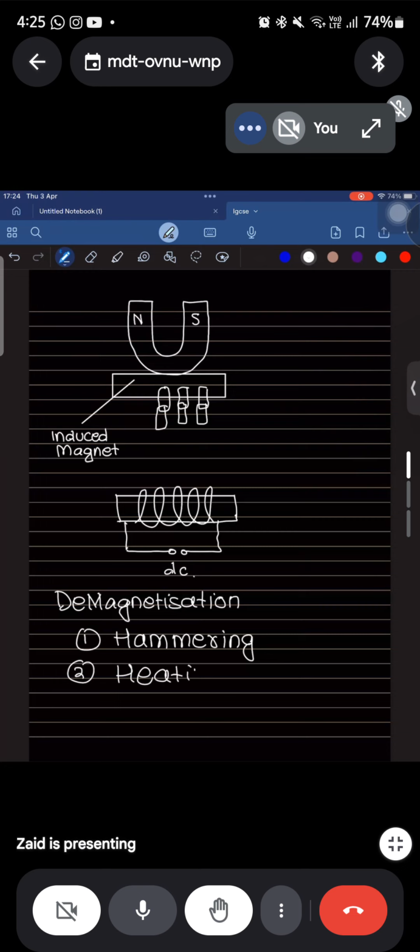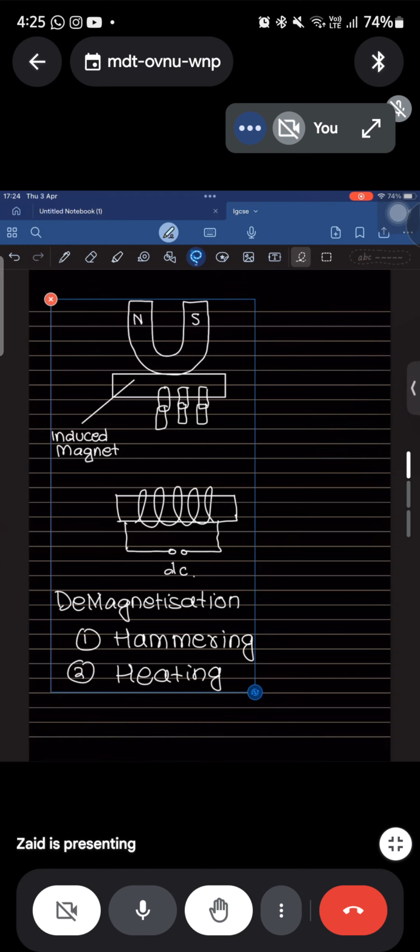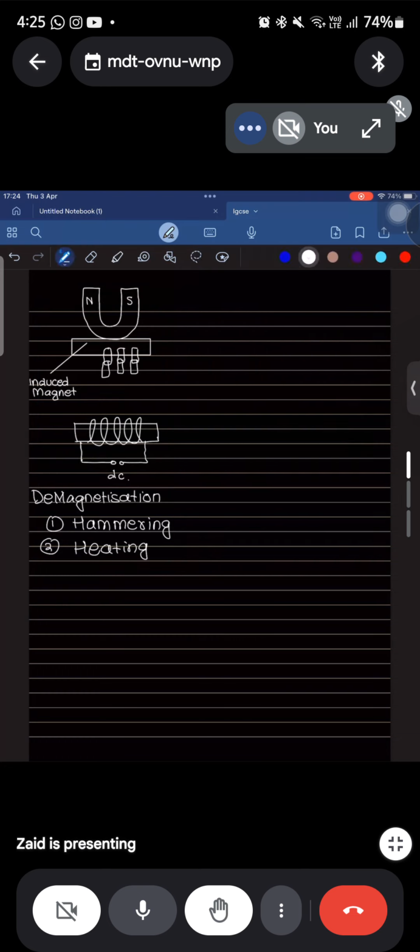Okay, and another way, this is important, is the alternating current method. So a direct current magnetizes and alternating current demagnetizes. How? Because an alternating current is constantly changing the direction. Okay, so we are going to put this like this. But you know what's happening? We place the magnet inside.